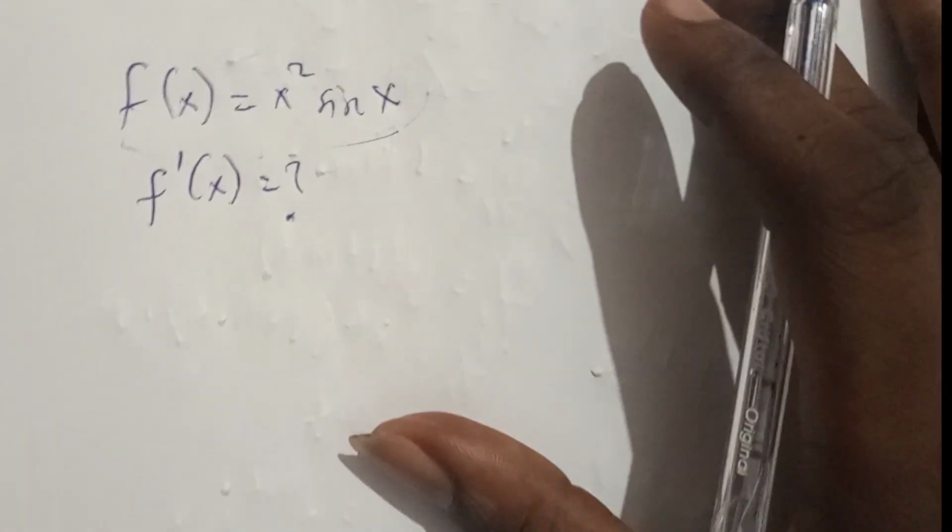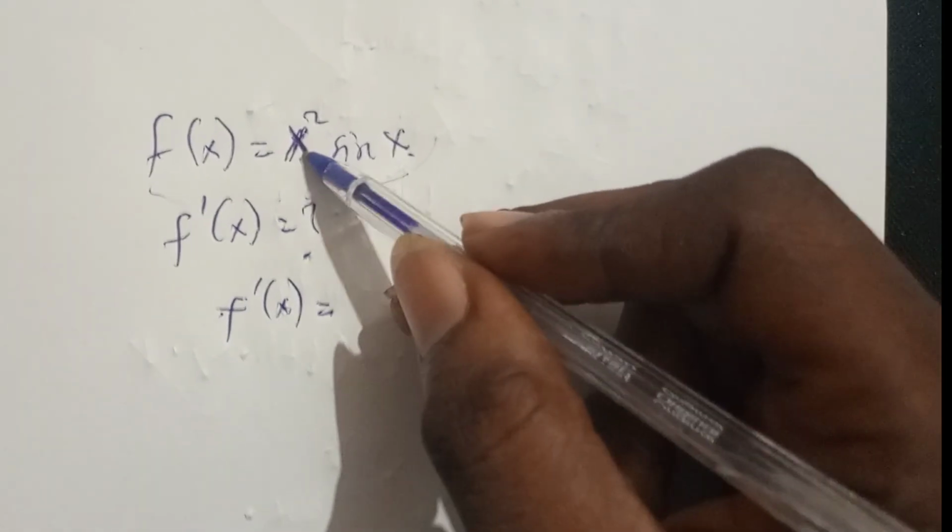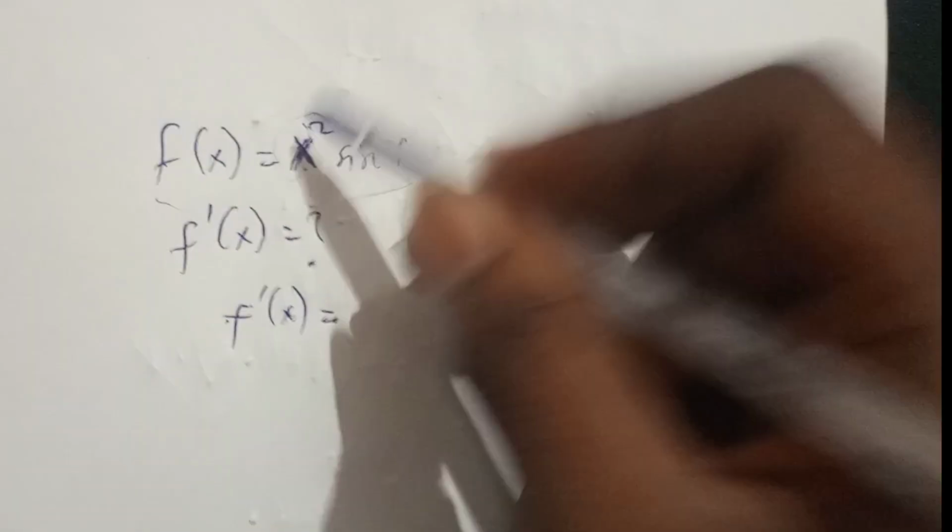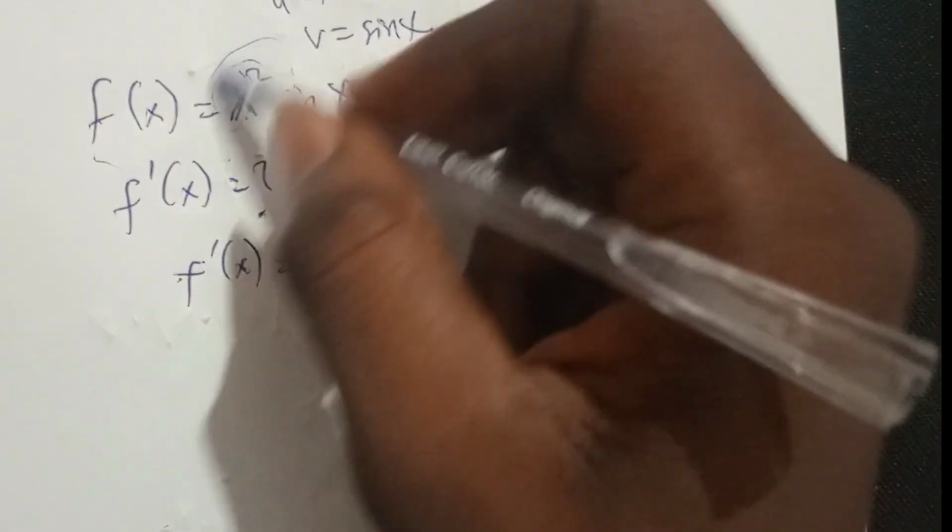We are given a function f(x) is equal to x squared sine x, and we are told to find f prime of x. So how are we going to solve this question? For f prime of x, we are going to use the product rule, because here we can take x squared as u and we can take sine x as v. So we can maintain x squared first.